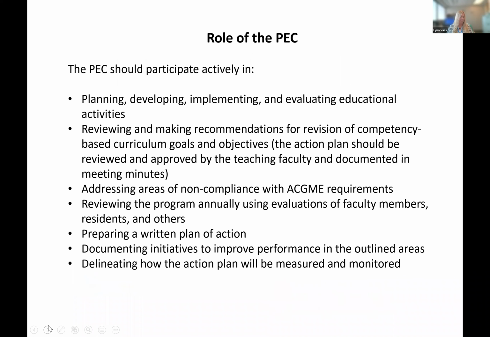Sorry. Okay. All right. So the role of the PEC is to plan, develop, implement, and evaluate educational activities, review goals and objectives. Your action plan should be reviewed and approved by your faculty and documented in your minutes. Address non-compliant areas, review program annually using your evaluations like your faculty, residents, and others. Prepare a written action plan and document initiatives and delineate how it will be measured and monitored.